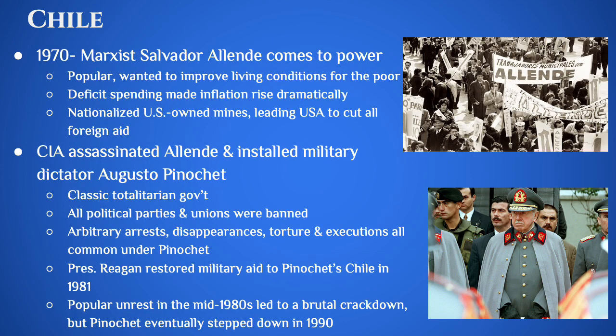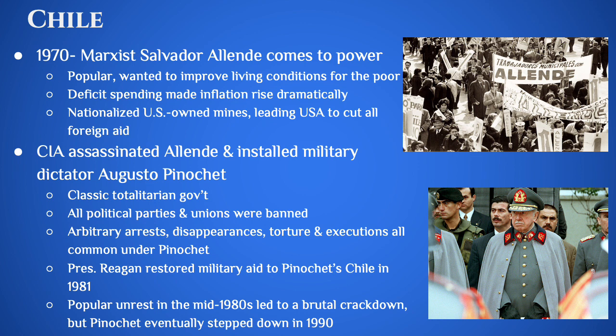Argentina's western neighbor, which is Chile, in 1970, you have a Marxist come to power. This guy named Salvador Allende. He was very popular amongst the Chilean people, and he wanted to improve living conditions for the poor. That obviously made him very popular. He engaged in a lot of what we call deficit spending, which is spending money that you don't actually have, that you take out as loans, usually to improve infrastructure or conditions for people or something like that. It does sometimes trigger massive inflation, which it absolutely did.